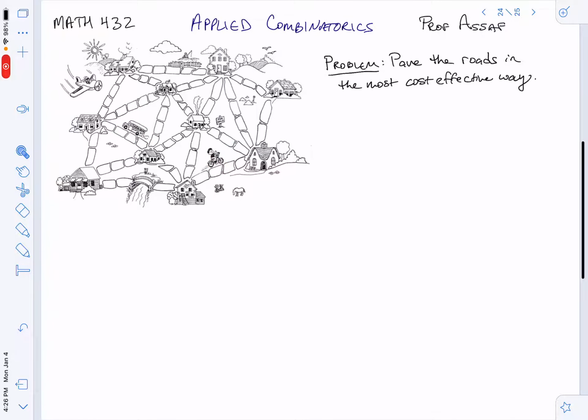Okay, so what we want to do is pave the roads, but do it in the most cost-effective way possible. So, for example, if we pave this road and this road, there's really no need to pave that road too, because you can just go the long way around. It's not a problem. So the mayor of the town decides, okay, I'm going to pave the roads in the most efficient way possible. So what are we trying to do?